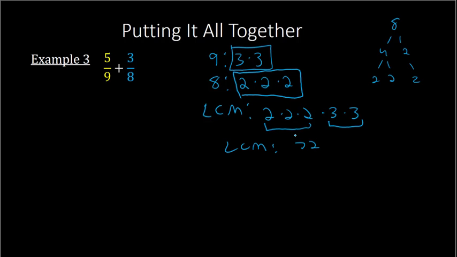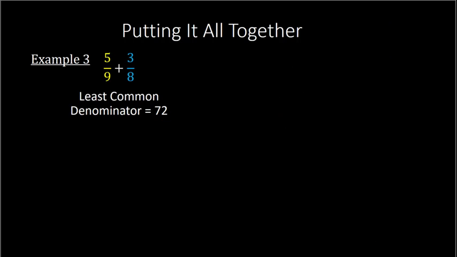So the least common multiple of 9 and 8 is 72, and that's the least common multiple of your denominators. And the term we give to that is least common denominator. So our least common denominator would equal 72. So what we need to do is rewrite 5/9 as something over 72. And then we'll do the same thing with 3/8 in a moment.